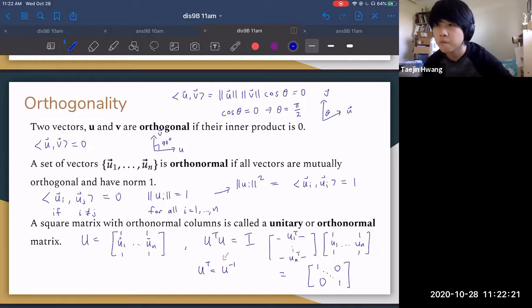So any questions about orthogonality? I know some of this was reviewed from 16A and Math 54, but all right, we don't have any questions.